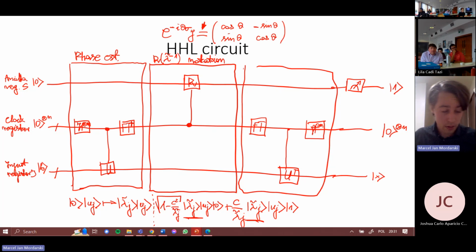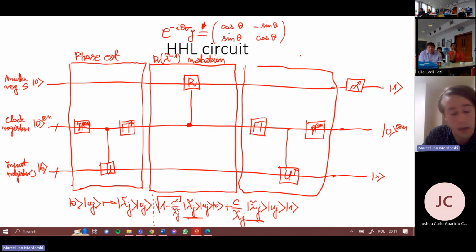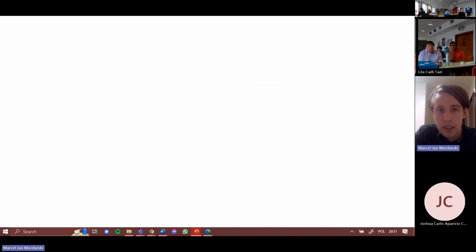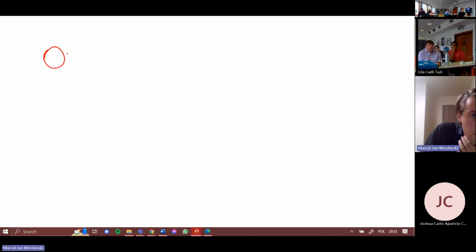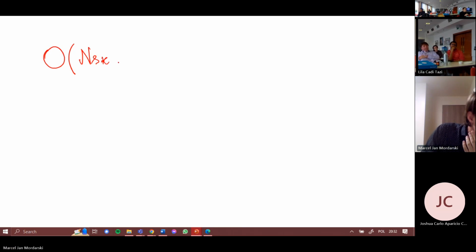I can go into the details of the algorithm if you've got some questions. So there are certain restrictions on what sort of matrices this particular statement of the algorithm can admit. Well, the best way to see what the restrictions are is by comparing the complexities. Classically, solving this problem can be done by the conjugate gradient method. And in that case, the complexity is O of N S kappa logarithm of 1 over epsilon.